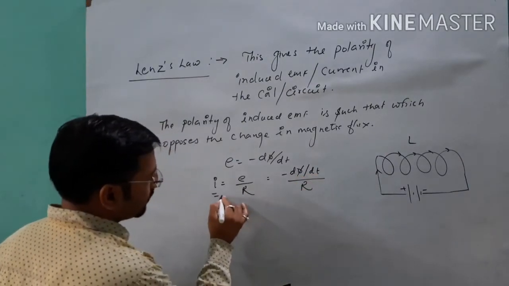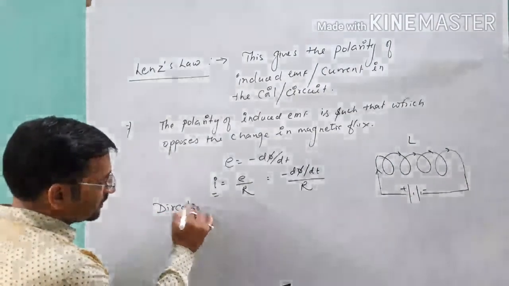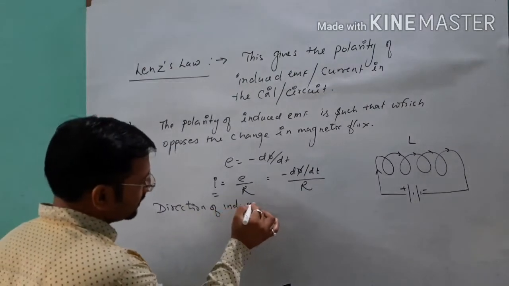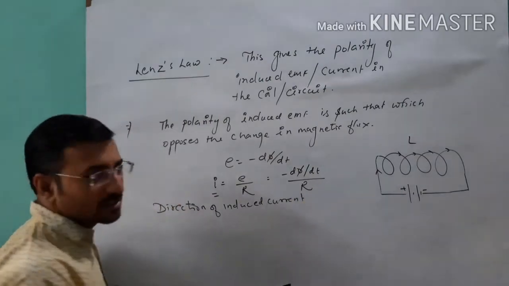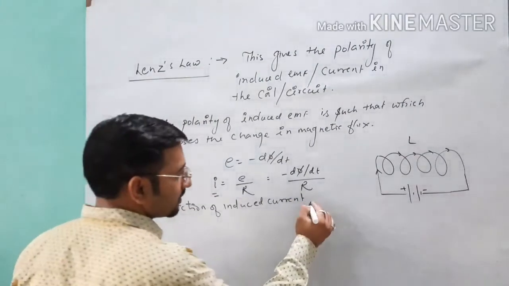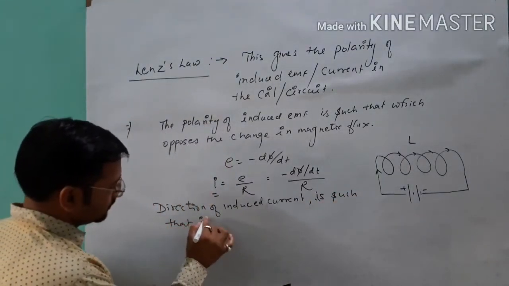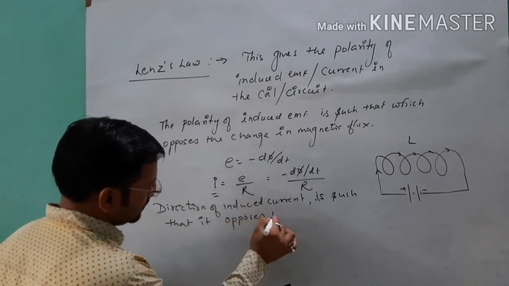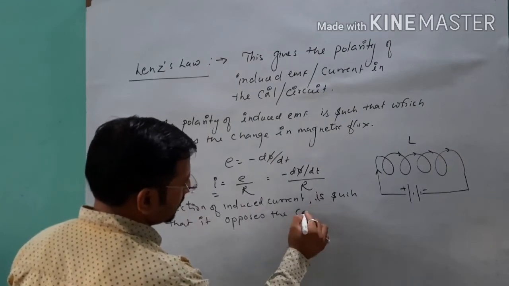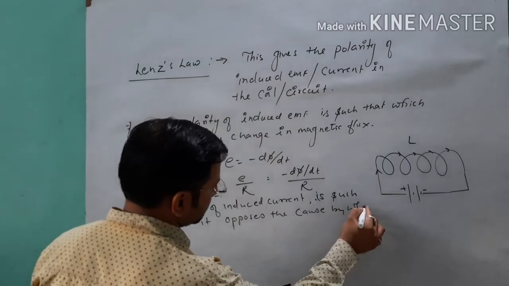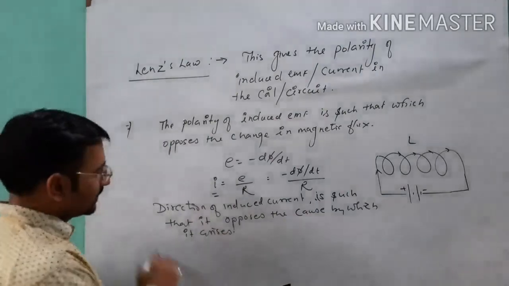So this is the formula for our induced current, and the direction of the induced current is such that it opposes the change, it opposes the cause by which it arises. Point clear? This is the direction of the induced current.